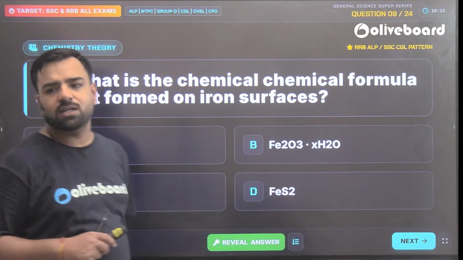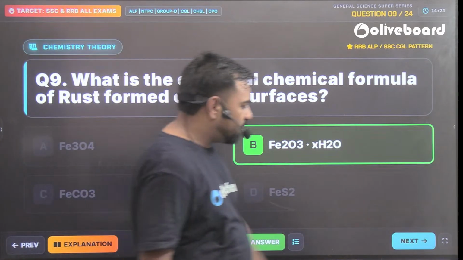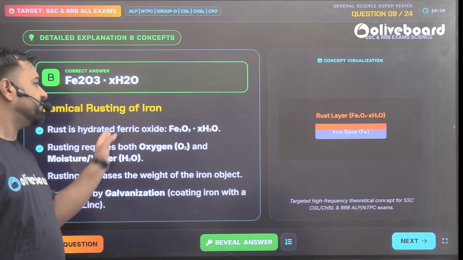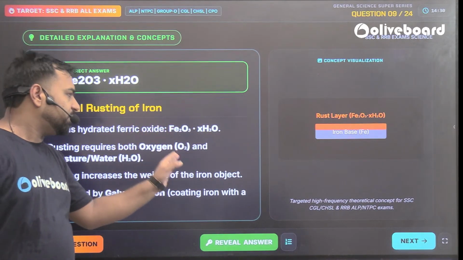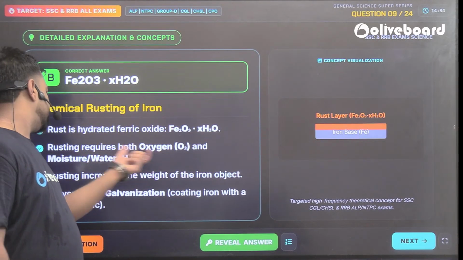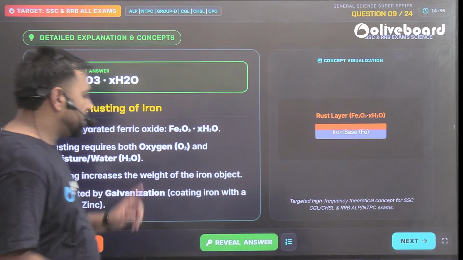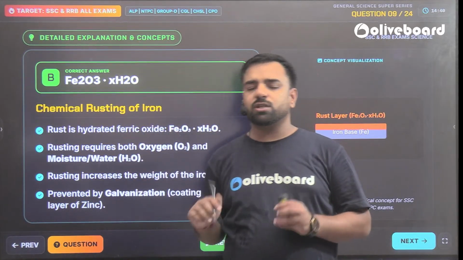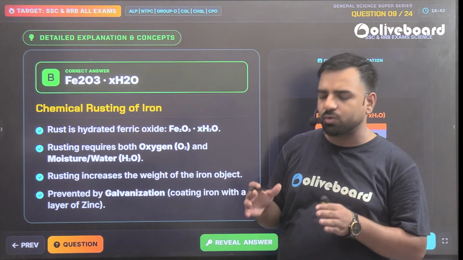Fe2O3.XH2O. That is option B, the correct answer. That's the formula for rust. And here we have the detailed explanation. Rust is the hydrated ferric oxide, where we have the formula Fe2O3.XH2O. Rusting requires both oxygen and moisture, that is water. One more thing, guys, this process is known as corrosion. That is, the rusting of iron is corrosion.